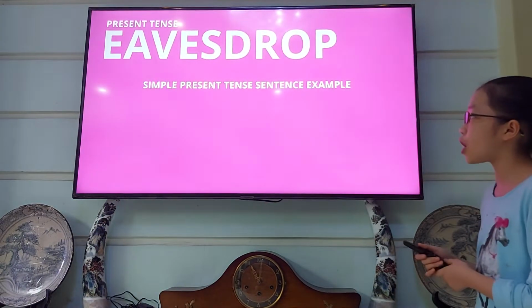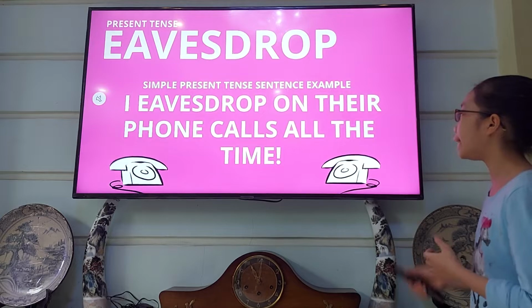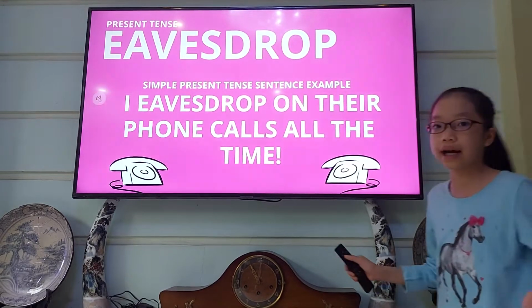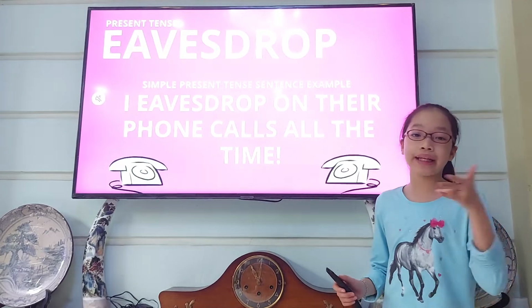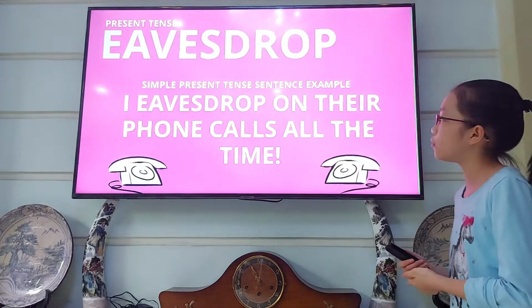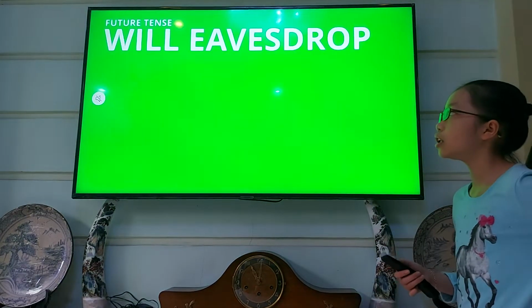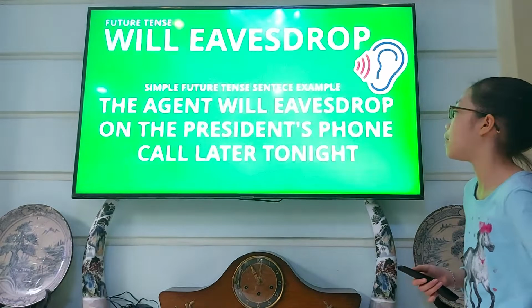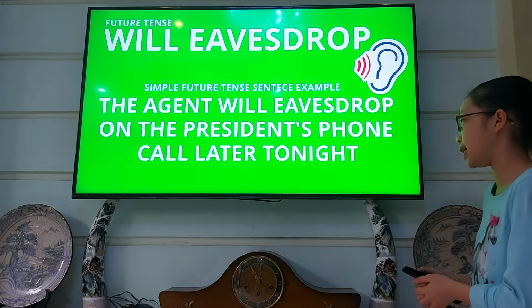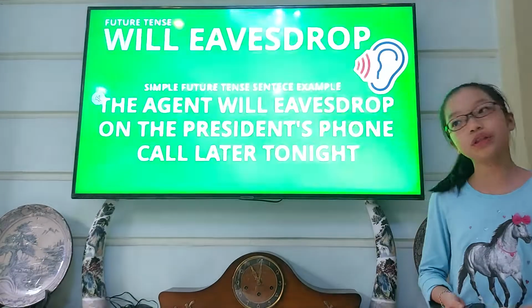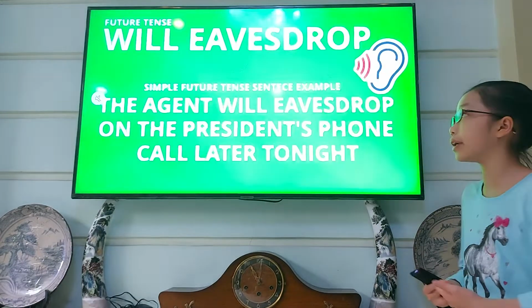And for the word eavesdrop in present tense, I eavesdrop on their phone calls all the time. You know, like when they're talking, I eavesdrop. I follow them and I eavesdrop on them. And for the future tense, just put the will in front of eavesdrop. The agent will eavesdrop on the president's phone call later tonight. That sounds weird. The president will be really angry.